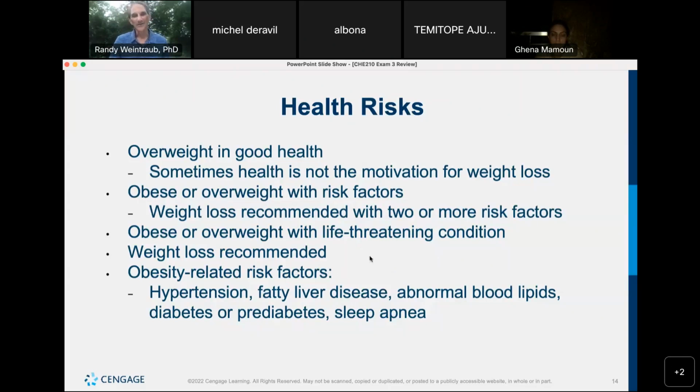And obesity-related health risks are those: hypertension, fatty liver, abnormal blood lipids, central adiposity. That's that dangerous kind of fat around organs, and prediabetes, diabetes, and other things, sleep apnea.